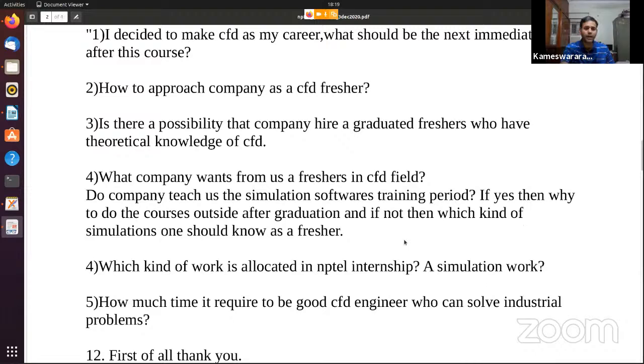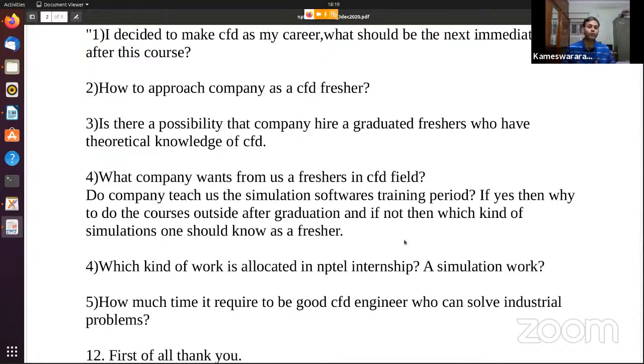What does a company want from freshers in the CFD field? Well, I don't know exactly, but I feel most of the companies look for graduates who have enthusiasm to work on a particular problem and then try to solve it. I think that's what they look for, and whether you are thinking in a logical way and taking steps in achieving your goal. But certainly, I don't think they will look at your background in terms of how many simulation softwares you have learned and things like that. Most companies will have some training period in which they'll teach the simulation softwares.